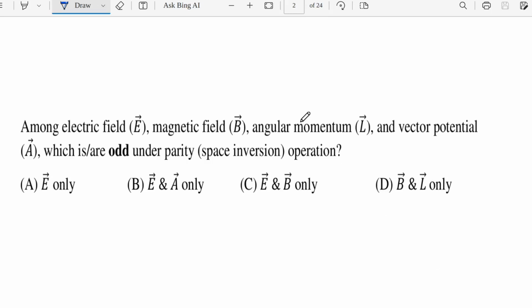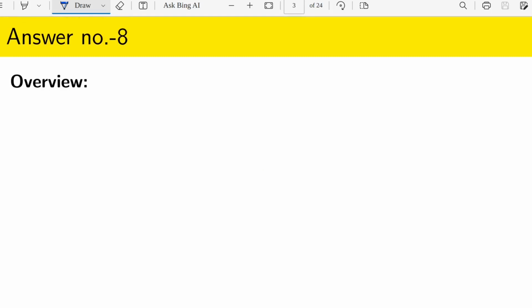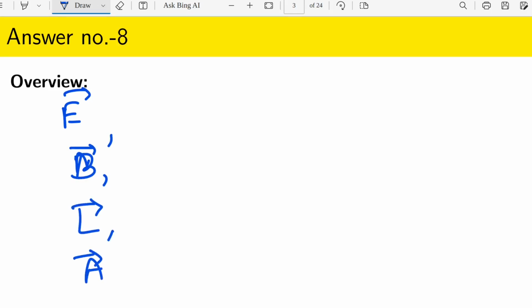So they have given electric field, magnetic field, angular momentum, and vector potential. Let us first write these things: electric field, magnetic field, angular momentum, and vector potential. These 4 they have given, and we have to check which of these are odd under parity. So what is parity?